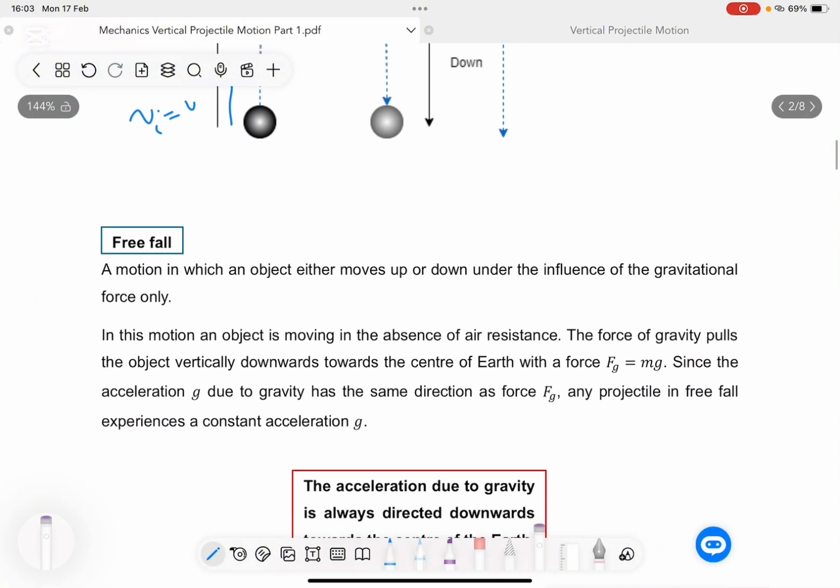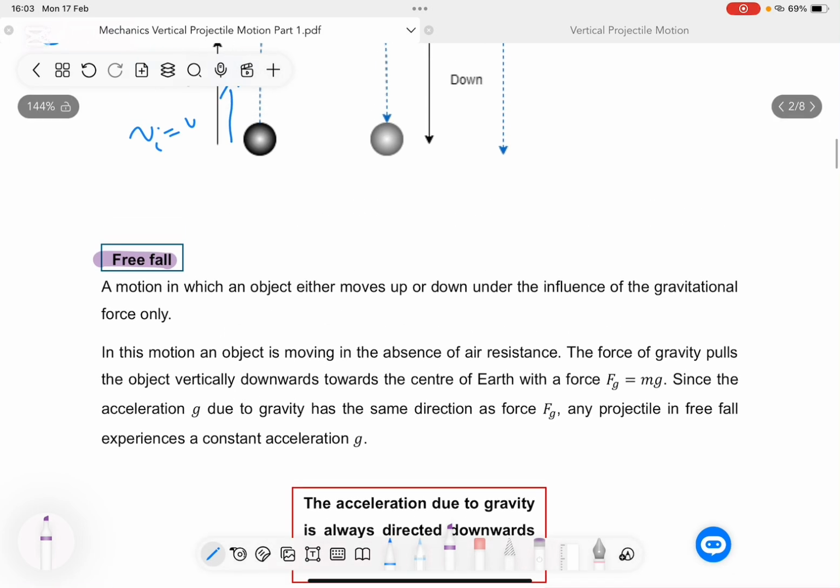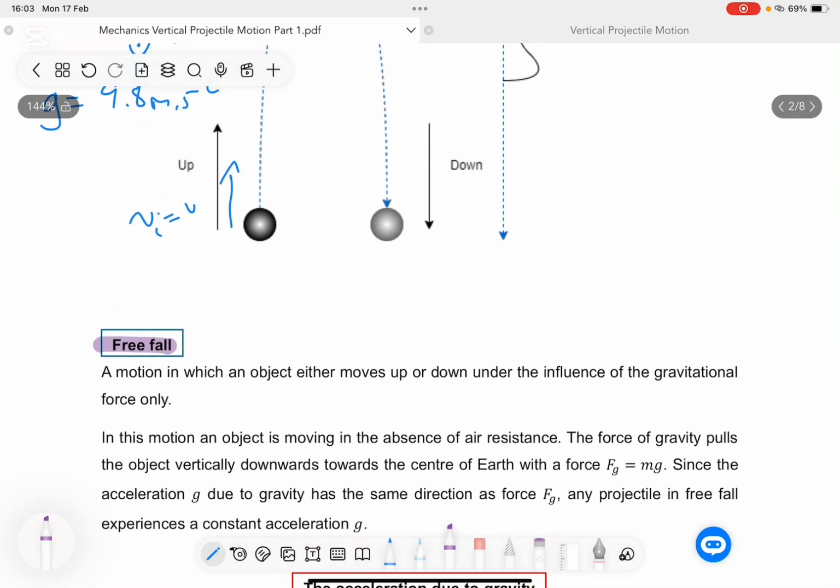Now, the motion that I've described there at the top, we call it a free fall motion. In other words, a motion in which the projectile moves up or down under the influence of the gravitational force alone. Now, when we have such a motion, we call it a free fall motion. So there are two things that we're learning here. There's what we call a projectile.